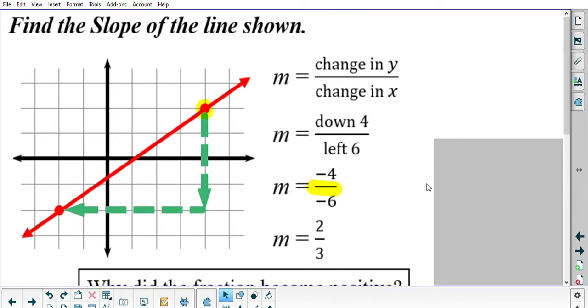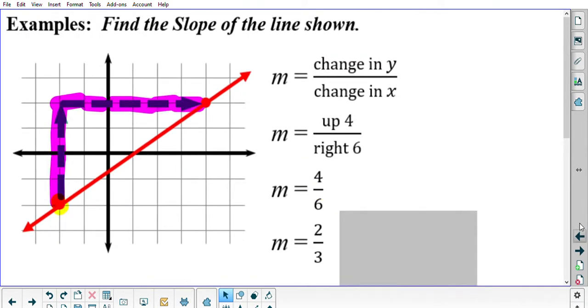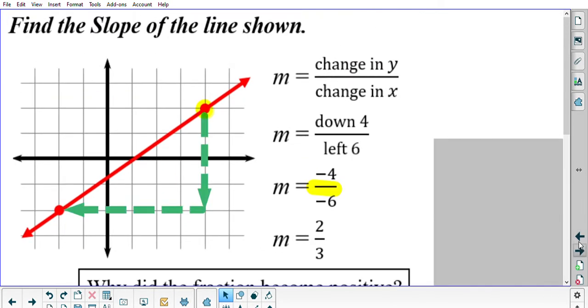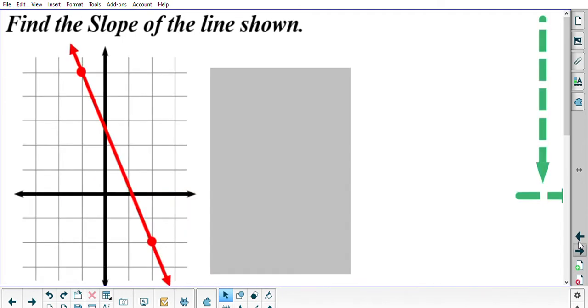And so I've just proved to you, no matter which point you start at, for this first set of examples, it's going to have a slope of 2/3. Now let's look at another example. And again, this is already typed up for you on your guided notes.